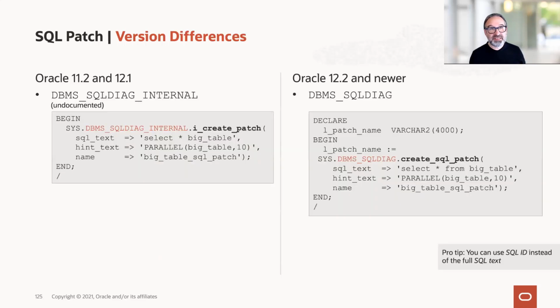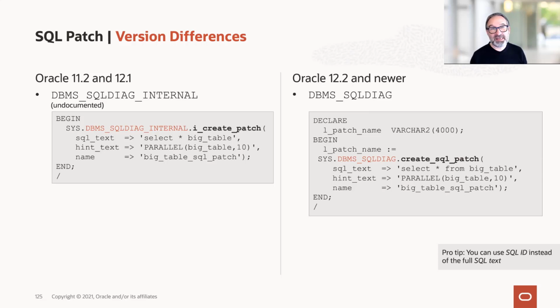The version differences result also in a different call to the procedure. So as you see in 11.2 and 12.1, it was an internal package, while on the right side of the slide, this is how we use it these days, DBMS_SQLDIAG. And I use the procedure create_sql_patch here in my example. So I use the SQL text, but as you can see in our pro tip, and as you will see in the demo later on, you can certainly use also the SQL ID.